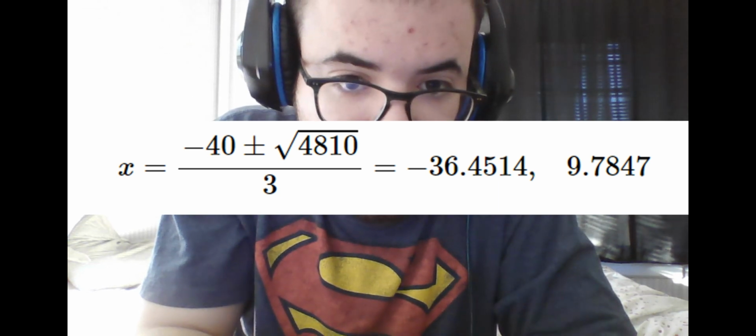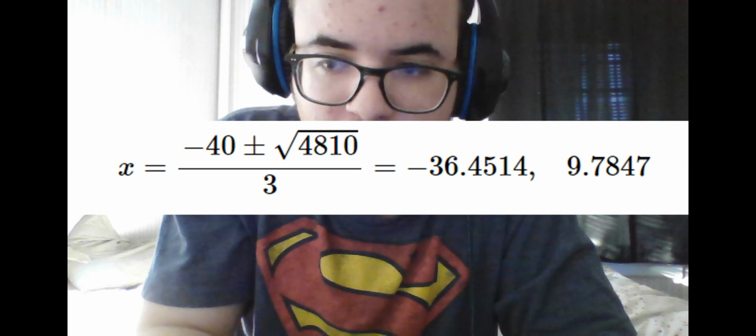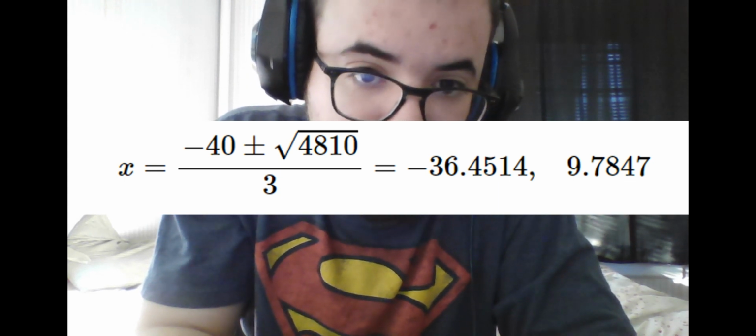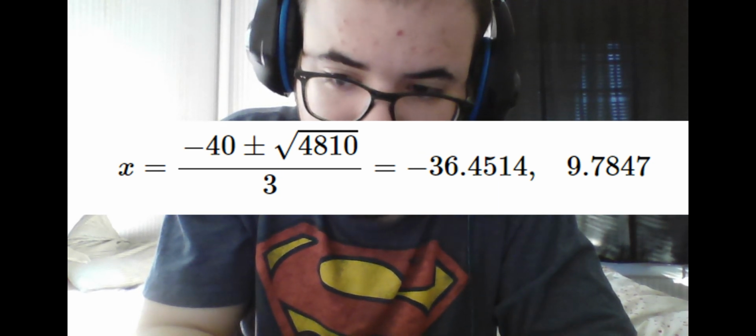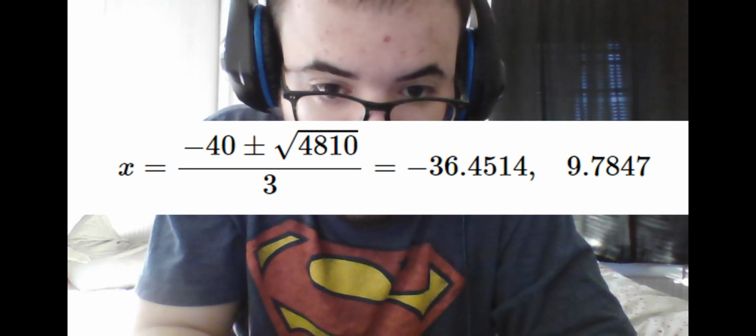But in our case here, the first one is not in the interval specified, so we discard it. In conclusion, we only have one possible critical point for this situation. In conclusion, when x equals this critical point, we have maximized our angle.